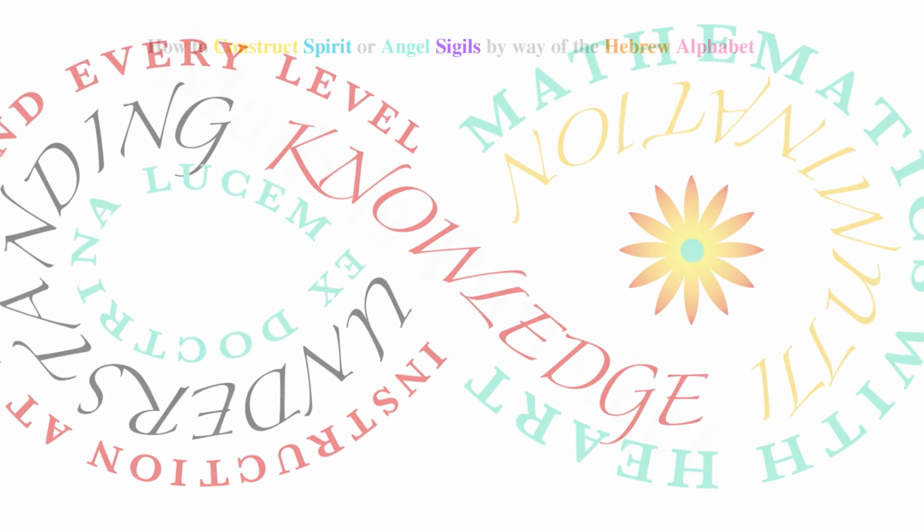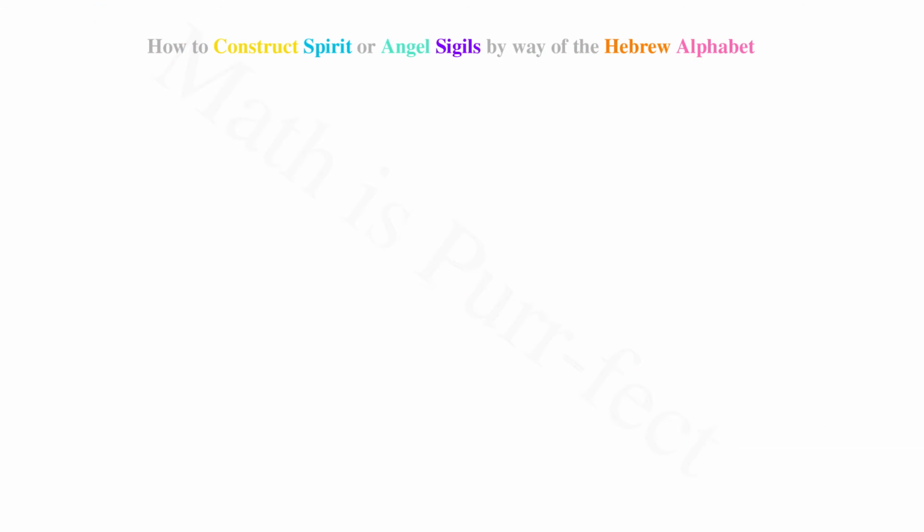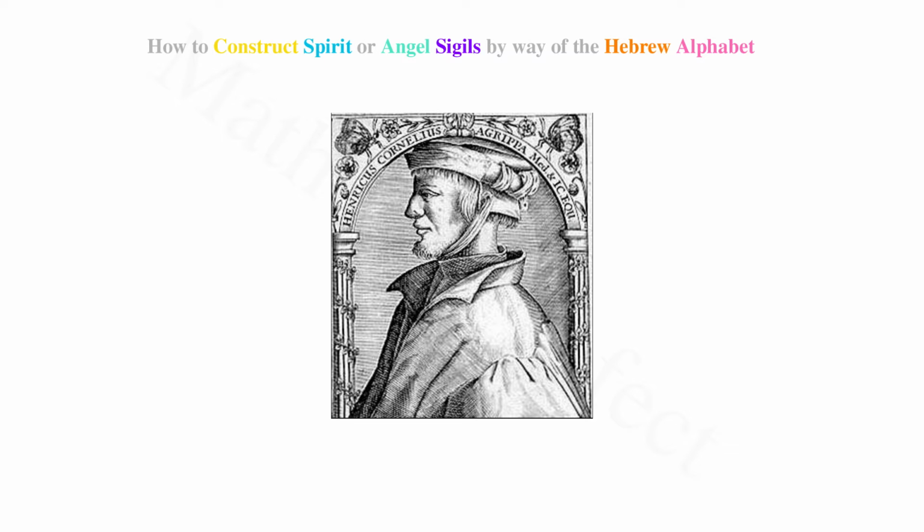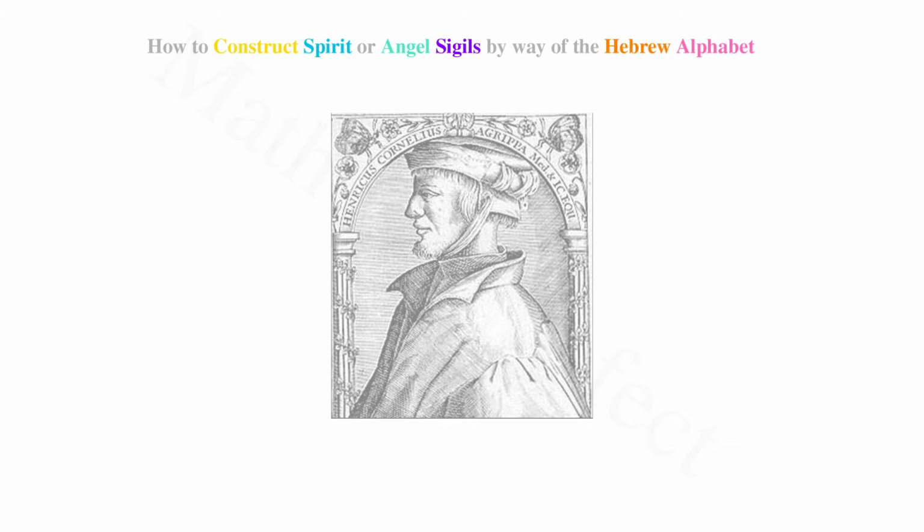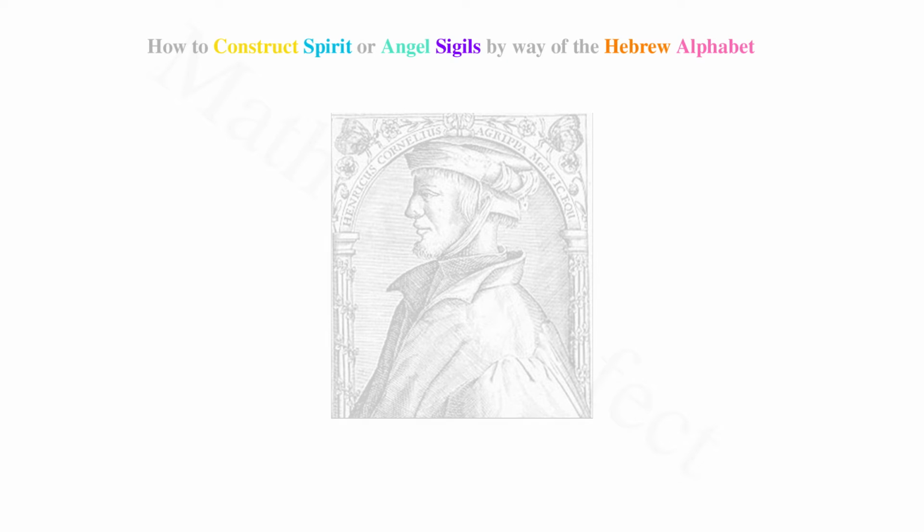Today we are going to look at the construction of spirit or angel sigils created by way of the Hebrew alphabet. This method is taken from a single example given in Cornelius Agrippa's Three Books of Occult Philosophy. To begin, we partition the Hebrew alphabet into 9 groups of 3. This includes the 22 letters along with the 5 final form letters. This is where the infrastructure of our sigils begins.